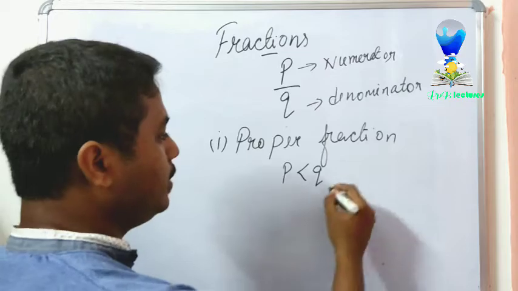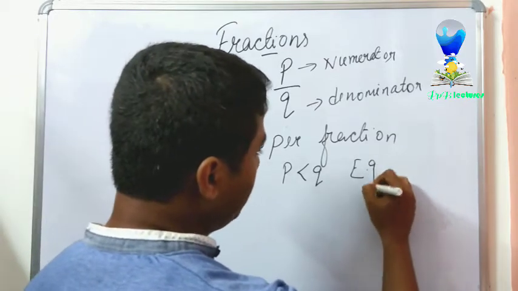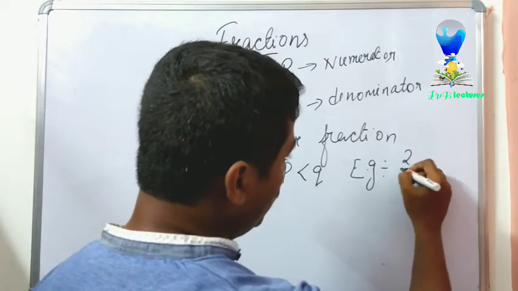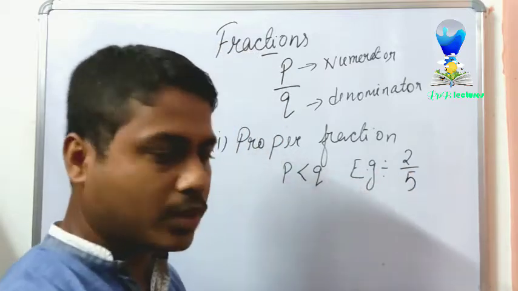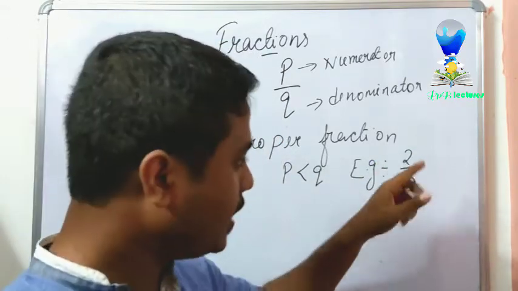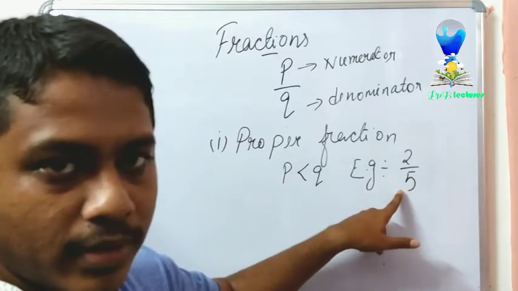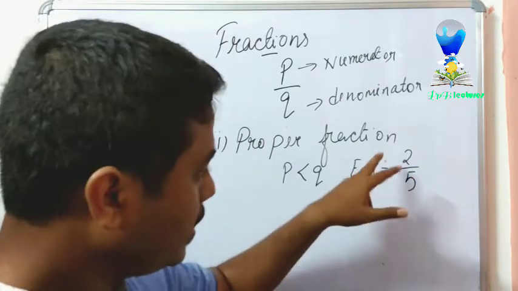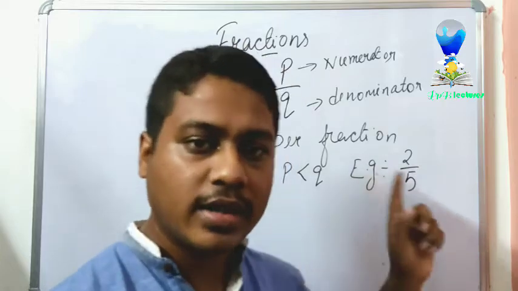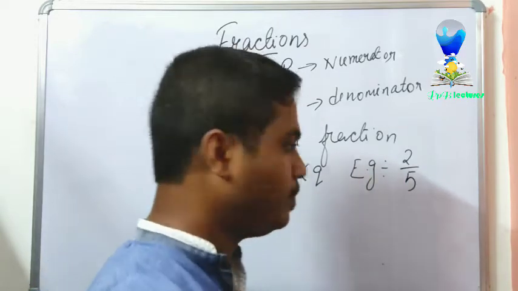For example, if you consider 2 by 5, you can see the numerator value is 2, the denominator value is 5. So we can represent here that 2 is less than 5. So this is your proper fraction.